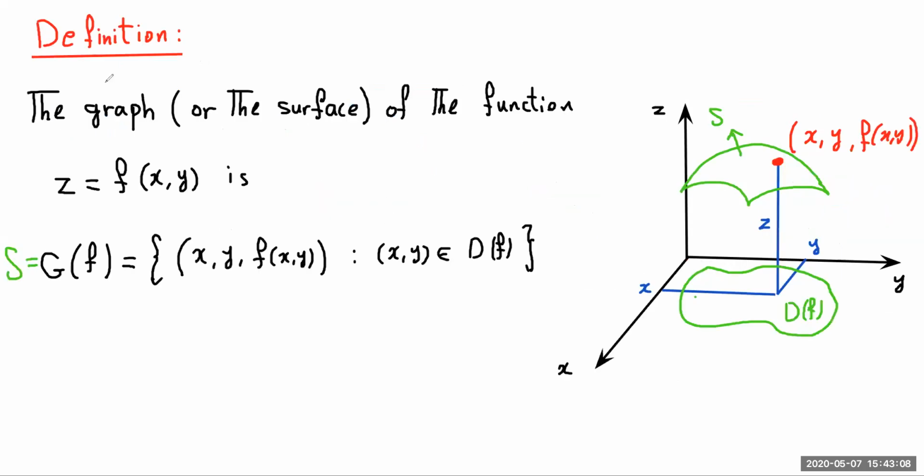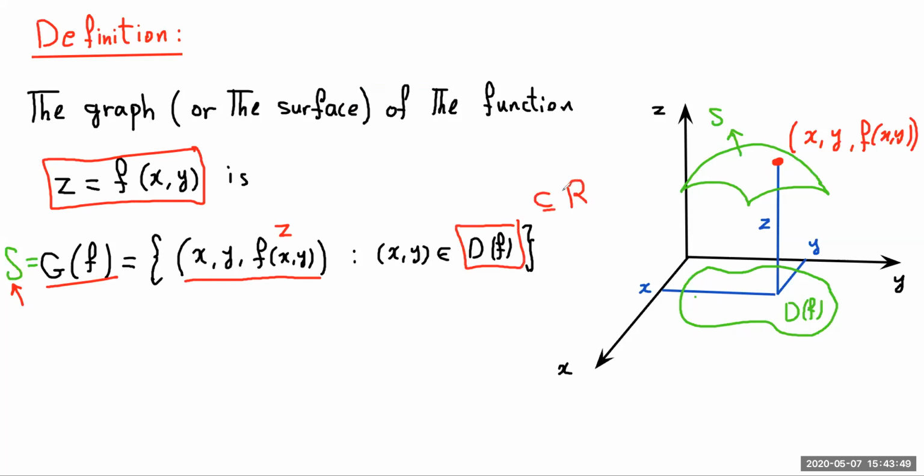Now let's take the definition of the graph of a function in two variables. The graph or the surface of the function z equals f(x, y) is by definition the set G_f, or S for surface, of all the points (x, y, f(x, y)). So here z equals f(x, y). So all the points (x, y, f(x, y)) where (x, y) moves in the domain of the function f. The domain of the function f is a part of R^2.